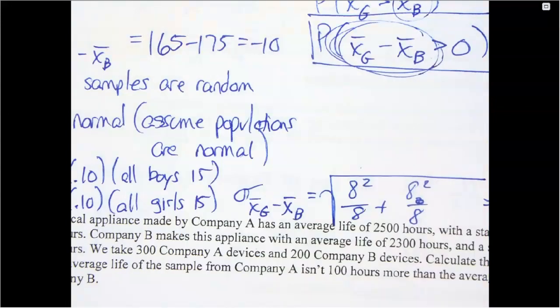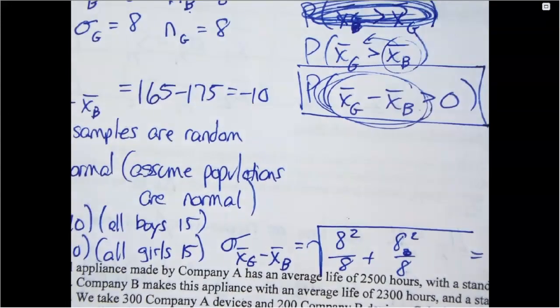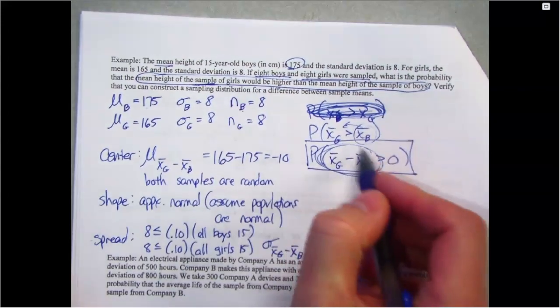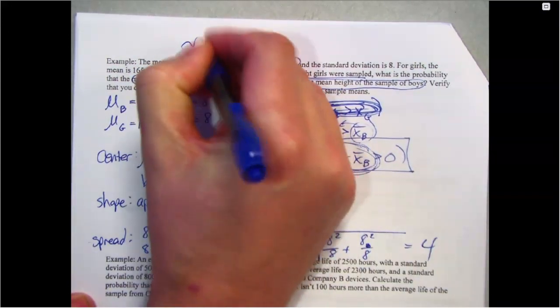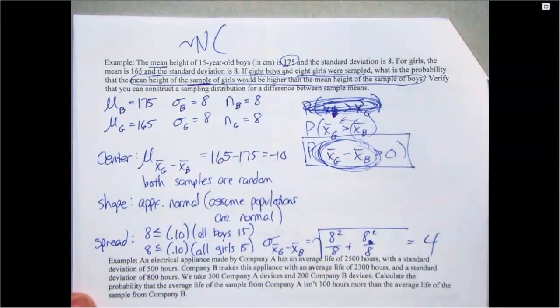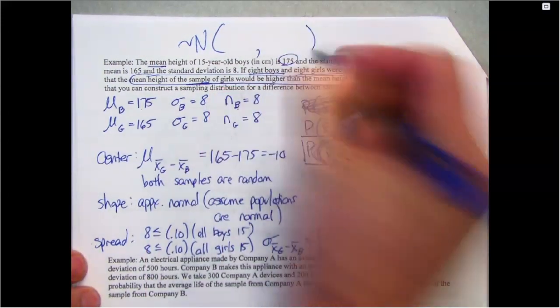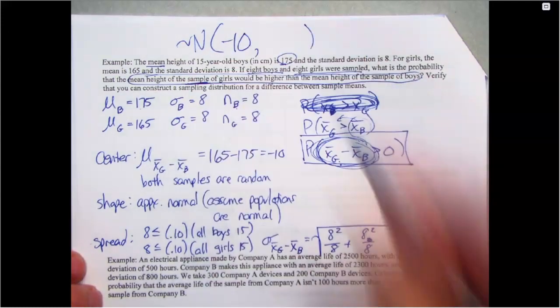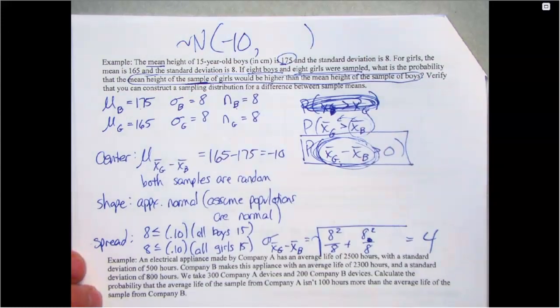Okay. So what I know now, after all of that, I'm looking for this info. Now I know this distribution is approximately normal. I know that because I kind of cheated and I'm assuming the populations are normal. But now I want to know the mean and the standard deviation of this distribution. So what's the mean of this distribution? -10, good. What's the standard deviation? 4.